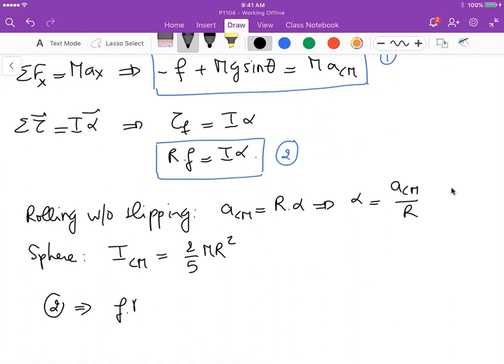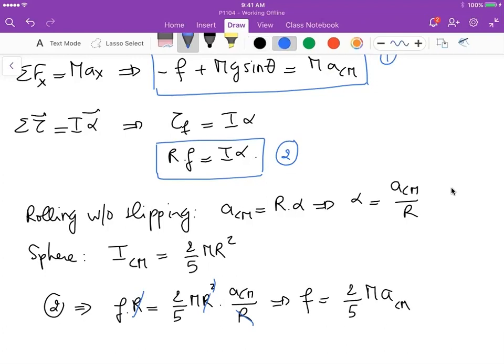f times r is equal to 2/5 m r squared times a center of mass over r. okay طيب now بدنا نختزل r بالنوميريتور والدينومينيتور، كمان r فينا نختزلها من 1 on the other side of the equation. We can reduce it and so we end up with f equals 2/5 times m a center of mass. So this is the third equation that we can get and this equation is quite important.